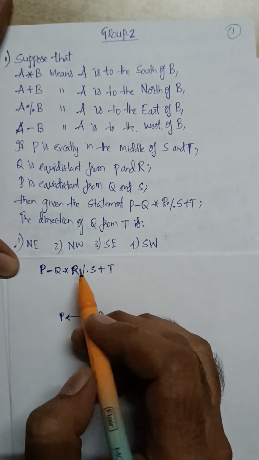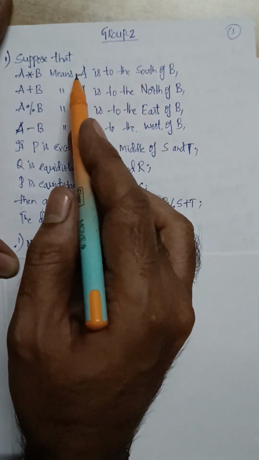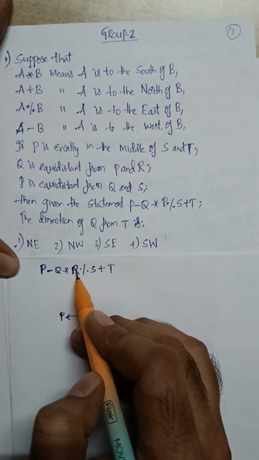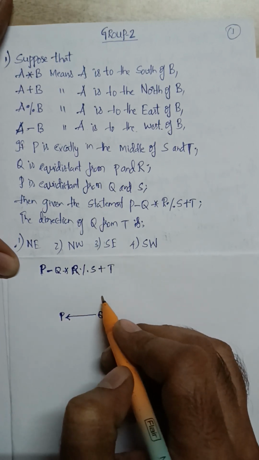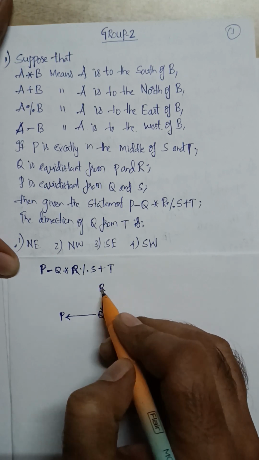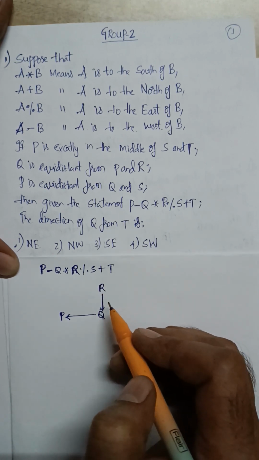Next, he is telling star R. Star means south. A is to the south of B means Q is to the south of R. So R should be above. South of R is Q.